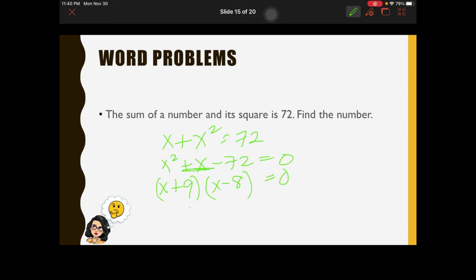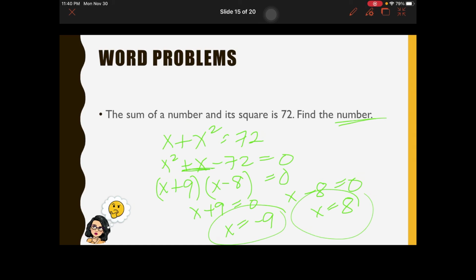Zero product property will give us x plus 9 is equal to 0 and x minus 8 equals to 0, which will further give us negative 9 and positive 8. So, may dalawa po tayong possible answers. Wala namang binigyan na limitation kay number. So, may dalawa tayong possible answers. And that's perfectly fine. Okay?